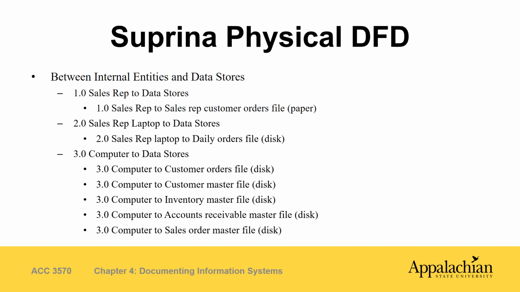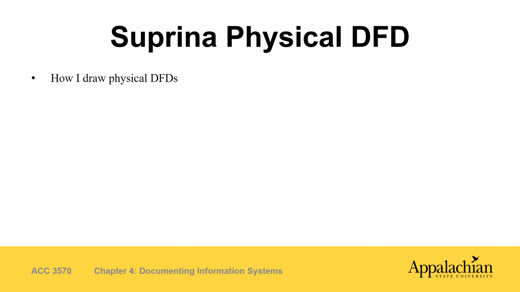This is updating, or flows that are going between the main computer and where the storage is for each of the individual data stores. So you've got the customer orders file. That's one that's going to be updated. Customer master data is not going to be updated, so it's only retrieving information from this. Inventory master data is the same thing. It's only going to be retrieving it. The accounts receivable master data is going to be updated, and the sales order master file is going to be updated.